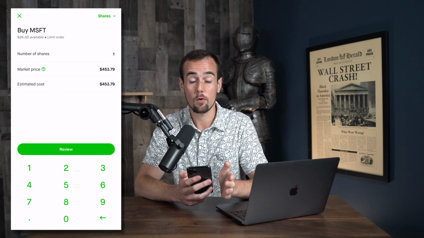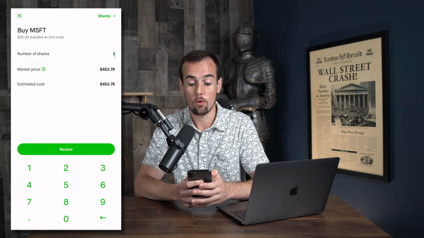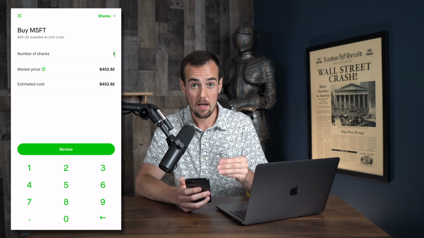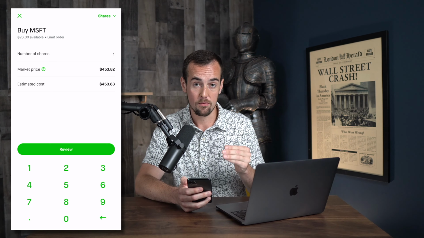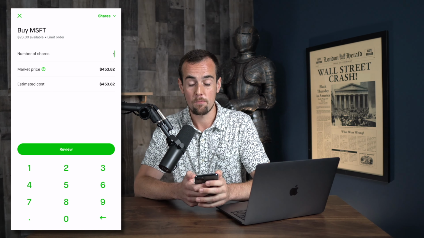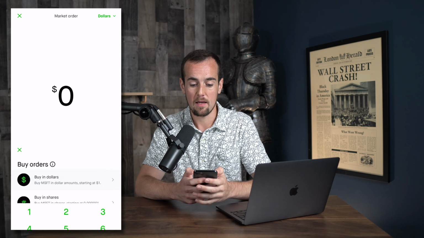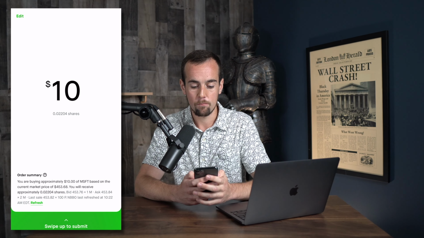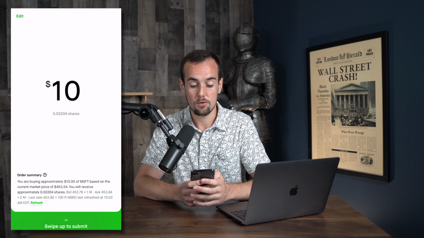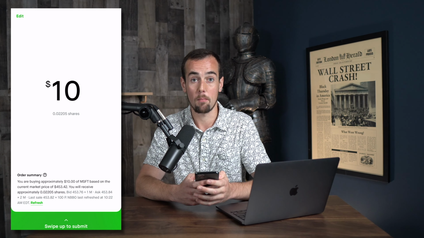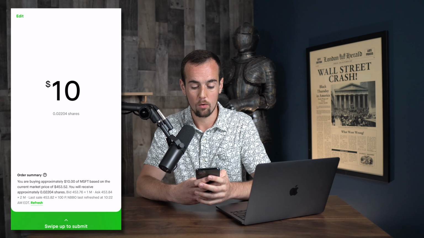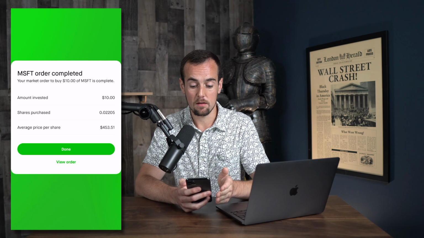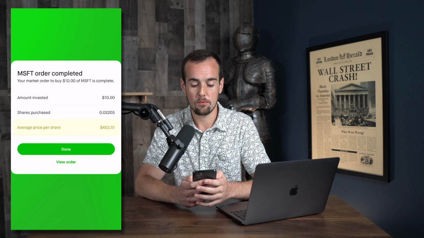and you could buy one whole share of Microsoft for $453.78 at this point in time, and it fluctuates all of the time based on the buying and selling of the stock during market hours. But we're just going to change this back over to buy in dollars. We're going to type in 10, and then we're going to click on review, and this is going to buy us 0.02204 shares of Microsoft. And just like before, we're going to swipe up, and because this was a market order, it filled immediately at a share price of $453.51.